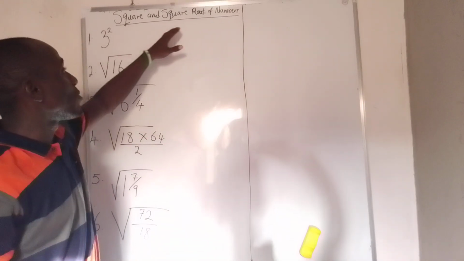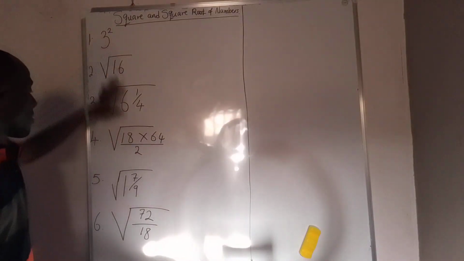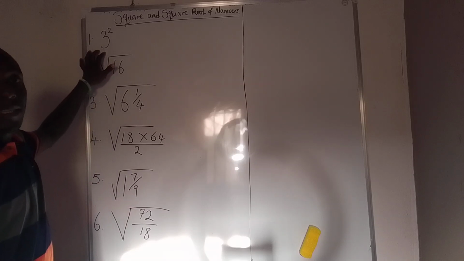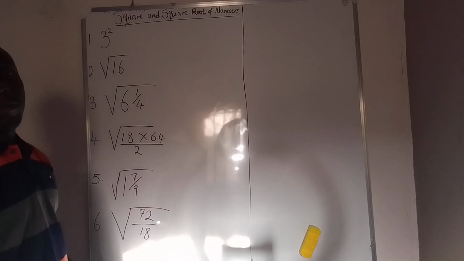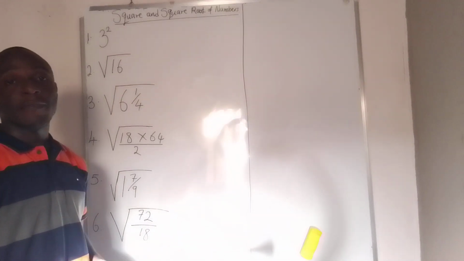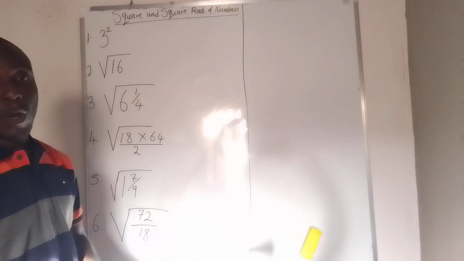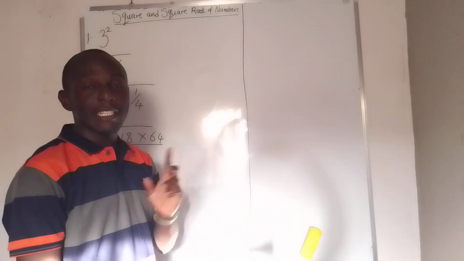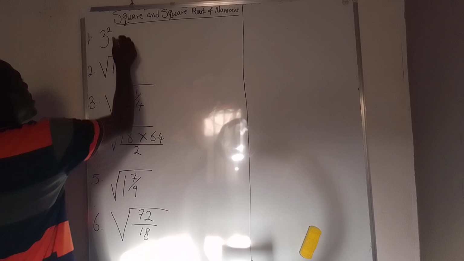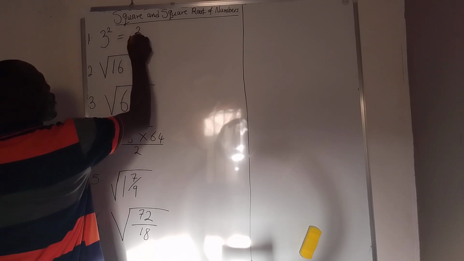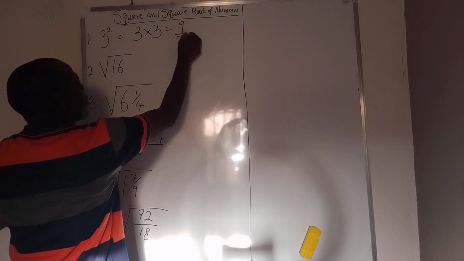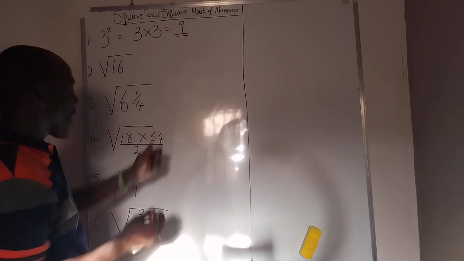In this video, we'll be looking at squares and square roots of numbers. We have some examples on the board. Number one is the square of 3. What do they mean by square? Square is a number multiplying itself two times. That's what they mean by square: a number multiplying itself twice. Now 3 squared equals 3 multiplied by 3, which gives us 9. So 3 squared is equal to 9.